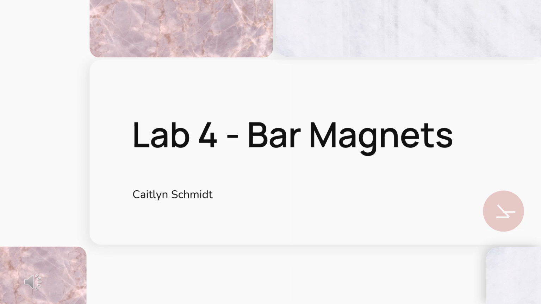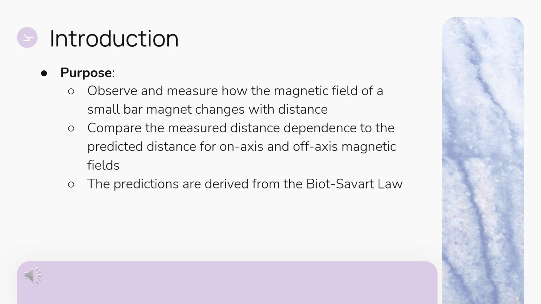This is a lab for bar magnets by Caitlin Schmidt. The purpose of this lab is to observe and measure how the magnetic field of a small bar magnet changes with distance, and compare the measured distance dependence to the predicted distance dependence for on-axis and off-axis magnetic fields. The predictions are derived from the Biot-Savart law.